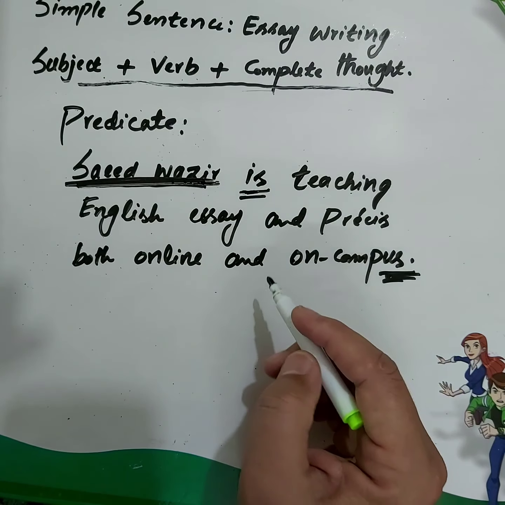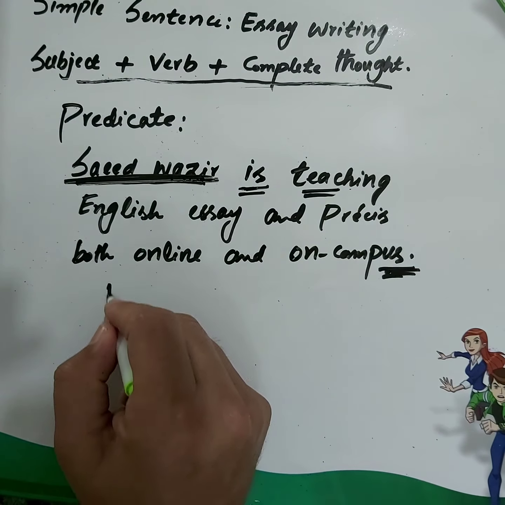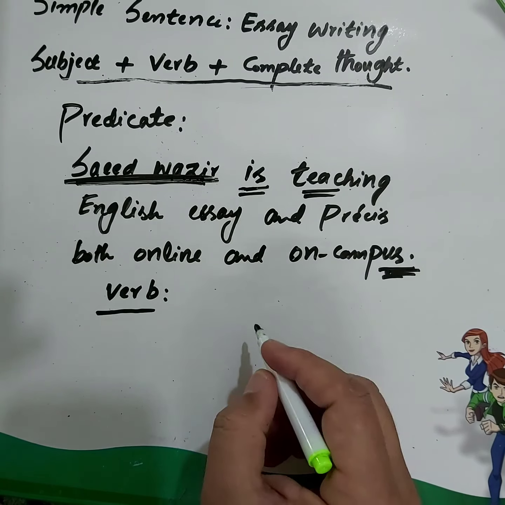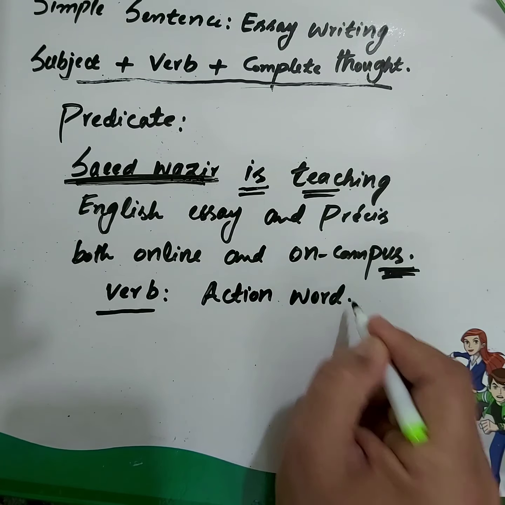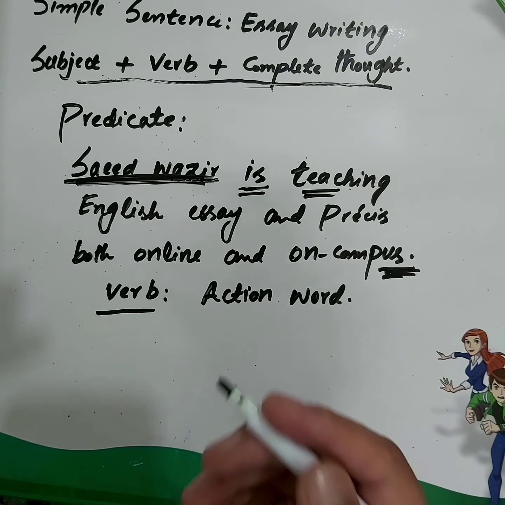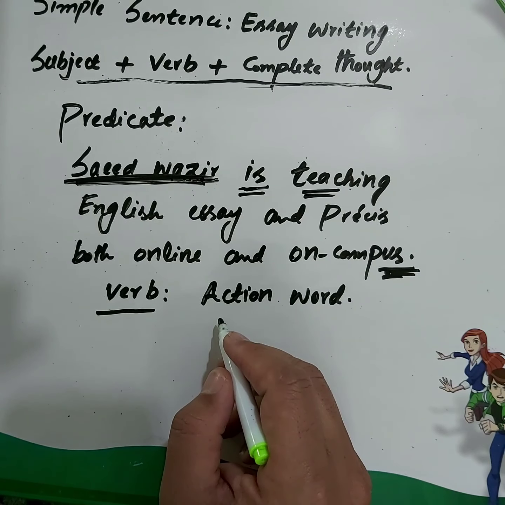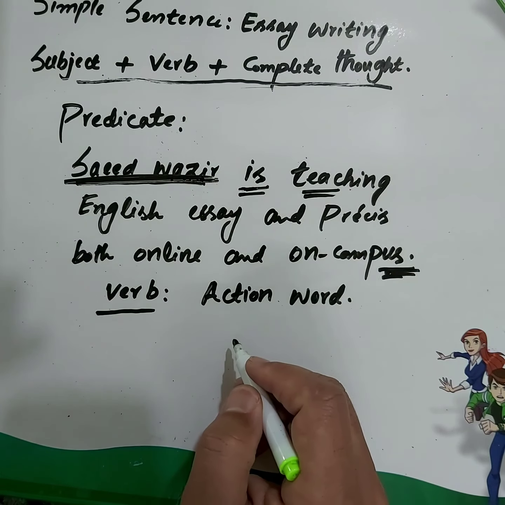Now students, in predicate, the most important word is the verb. Now we will define verb. Students, verb, simply, is an action word. It indicates action. It has different types. But in the next episodes, we will talk about transitive verb, intransitive verb, finite verb, non finite verb, and we will explain them in a more systematic manner.